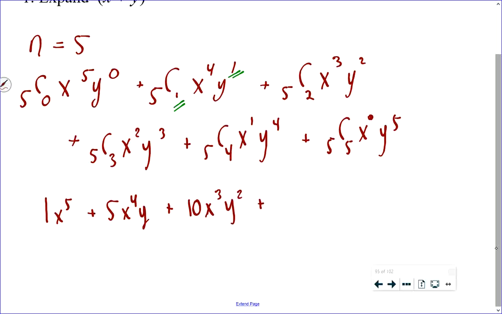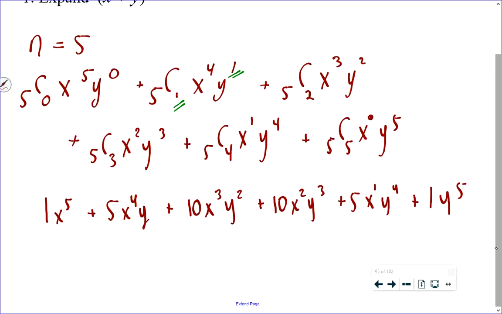The next one is 5 choose 3. Well, going to your question earlier, if 5 choose 2 is 10, 5 choose 3 is 10. Because every time you choose 2, you choose not to choose 3. So this will be 10x squared y cubed. Then we're down to 5 choose 4, which is 5. It's x to the 1, y to the 4, and finally 1, y to the 5.